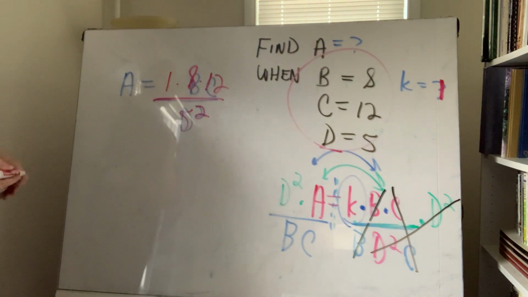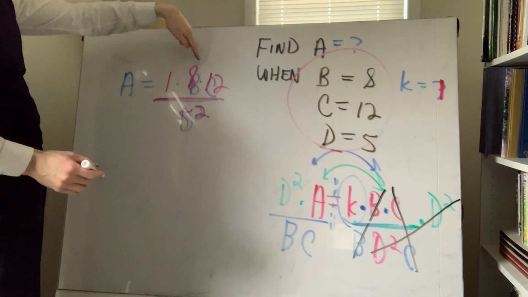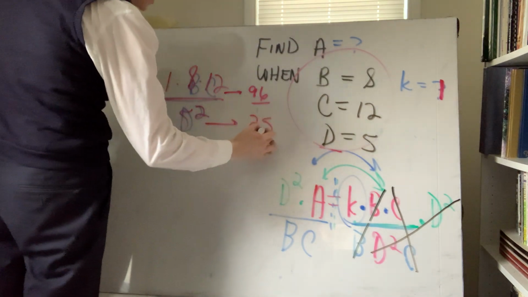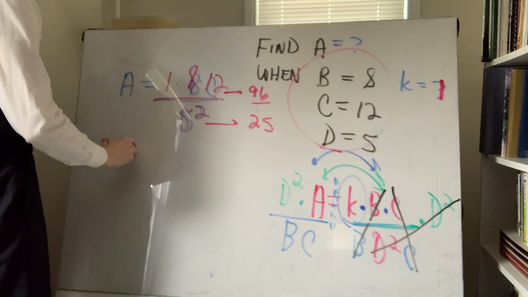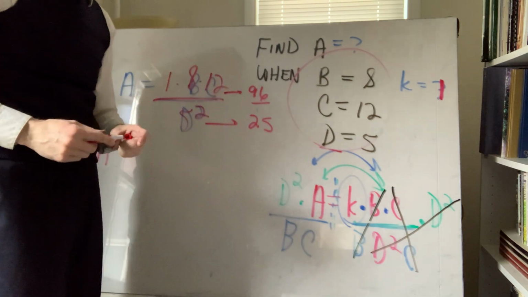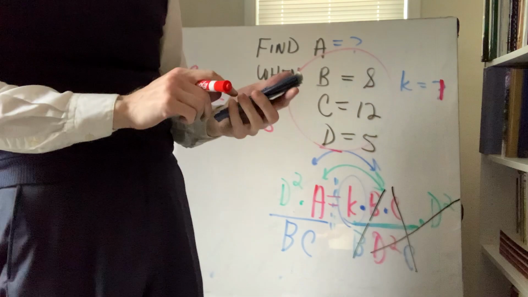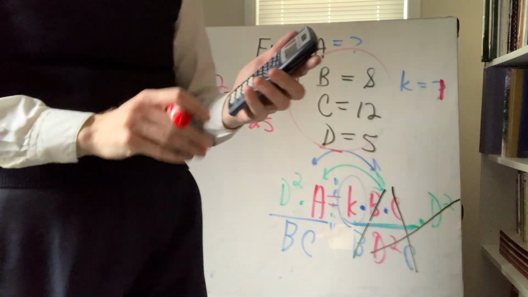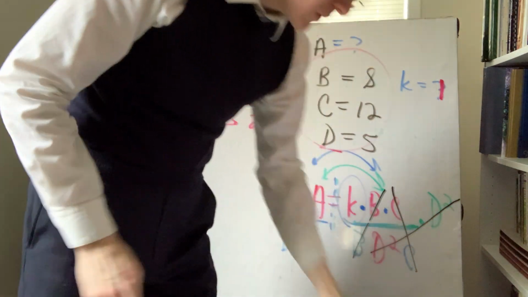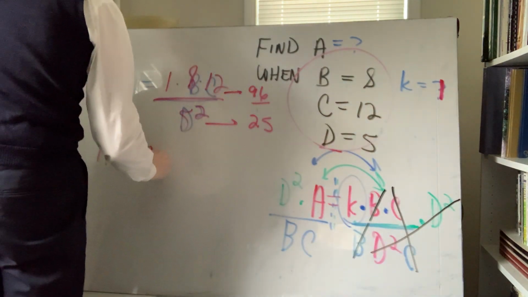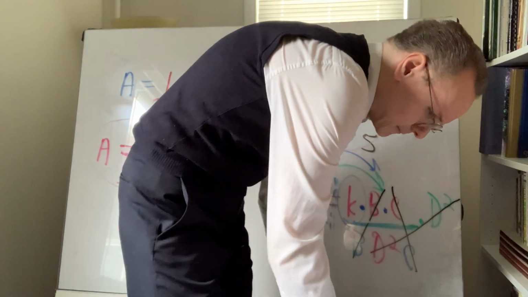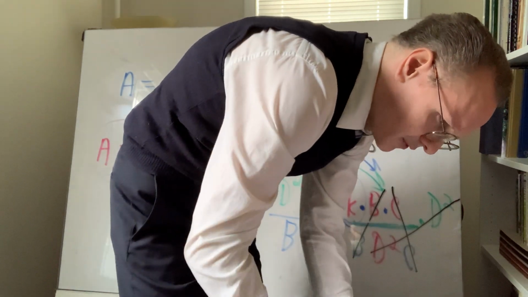If you straighten out just the top, it's 8 times 1 times 12, which is 96. If you square 5, it's 25. So the A value, whatever it represents as a physical quantity, is just whatever 96 divided by 25 is. If you use your calculator, just enter 96 divided by 25, and you get 3.84. 3.84. And that's that. That's pretty much everything.